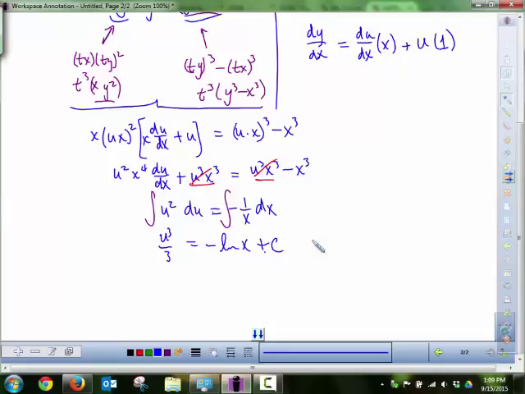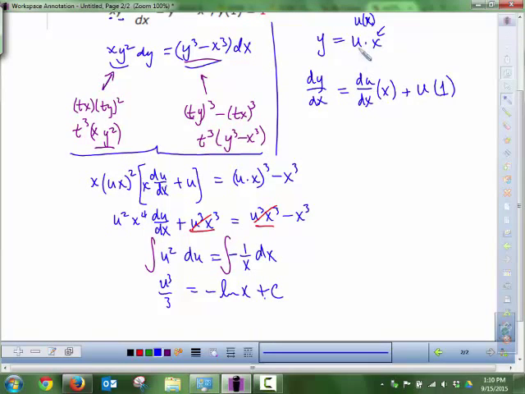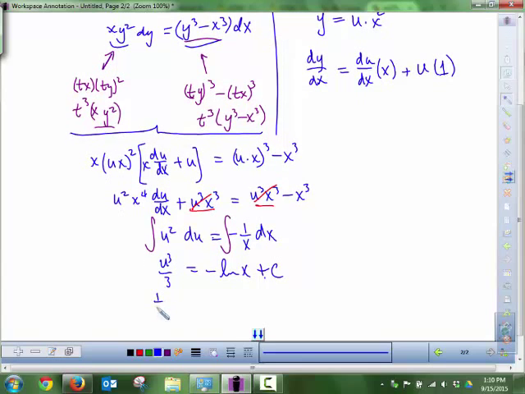So you can solve for the u right now, but we need to change it back in terms of y's, right? So y is equal to u times x, so that means u is equal to y over x. So 1/3 times (y over x) to the third is equal to negative ln of x plus c, and then solve for y from here.